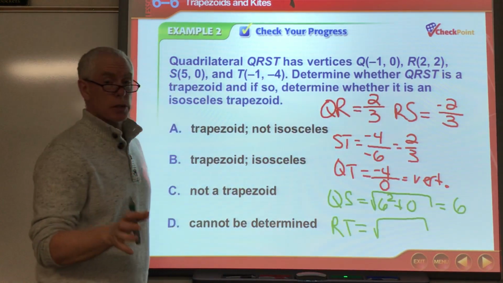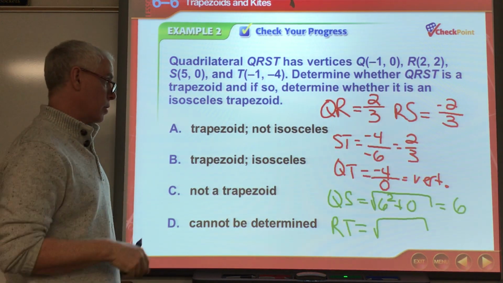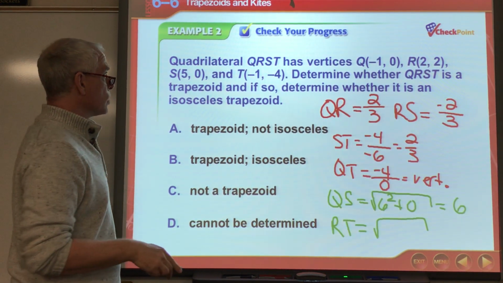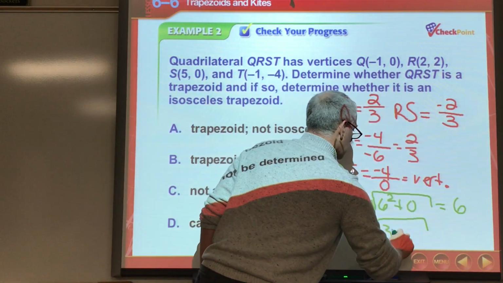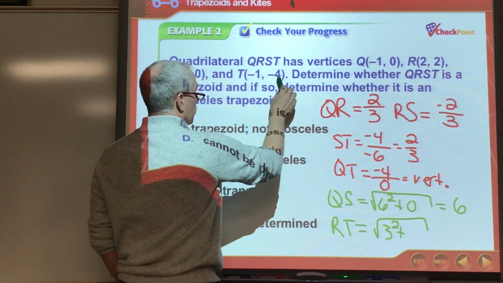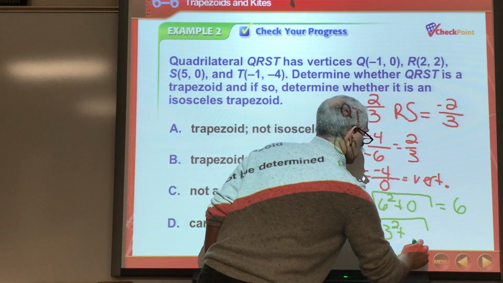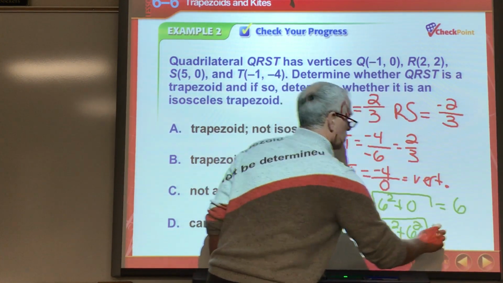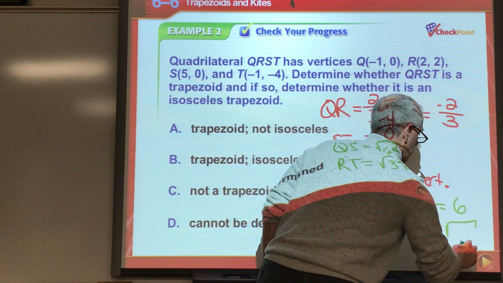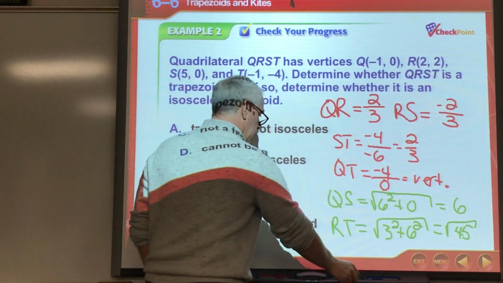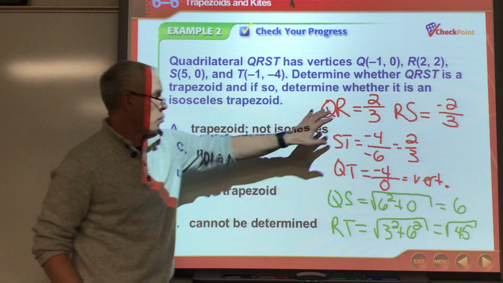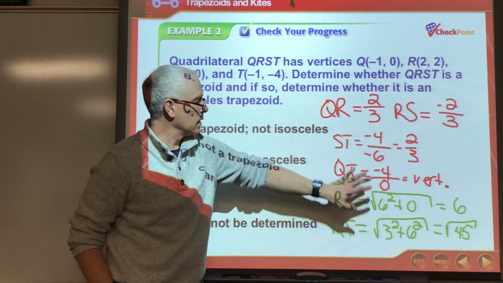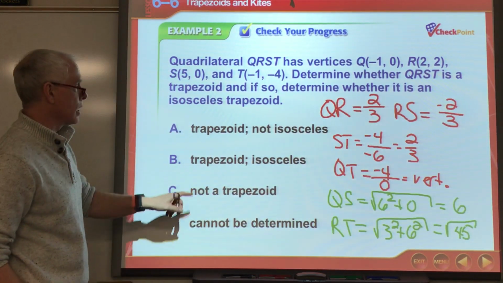If you're a visual person, go ahead and put this on graph paper to see what you've got, okay? So RT from -1 to 2 is 3. And from -4 to 2 is 6. So 36 plus 9. It's 6 point something, but it's not the same. So this is a trapezoid because one pair of parallel sides, one not. But it's not isosceles because the diagonals are not congruent.